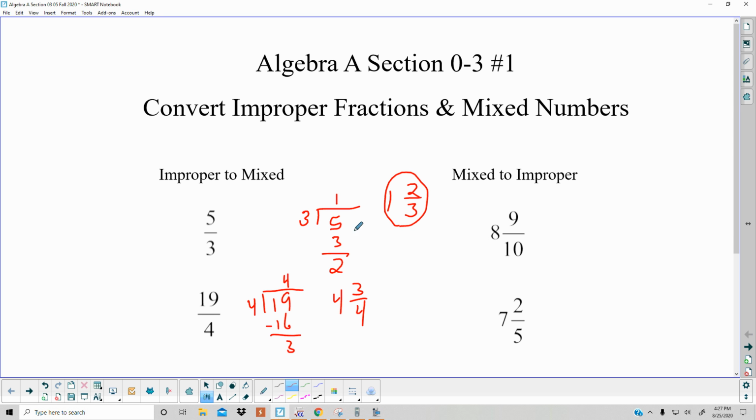Now just to back up, try to keep these as short and sweet as I can. You don't need to do this with a long division like that. You can mentally ask yourself, 3 divides into 5, how many times? 1. It goes in there 1 time, and the difference between 3 and 5 is 2. 4 goes into 19 4 times. 4 times 4 is 16. So what's left over is 3.